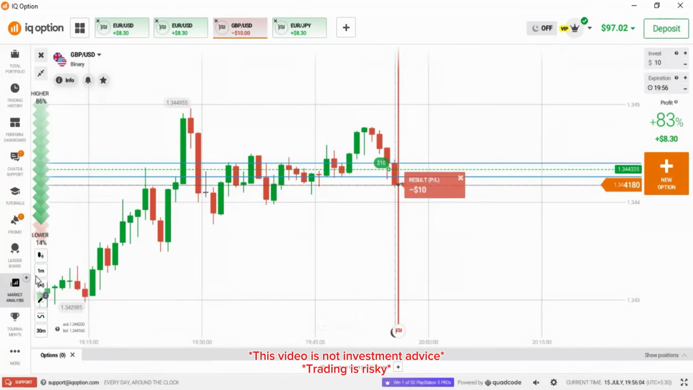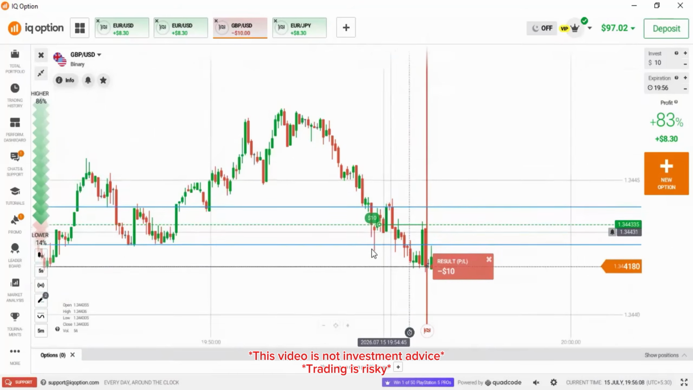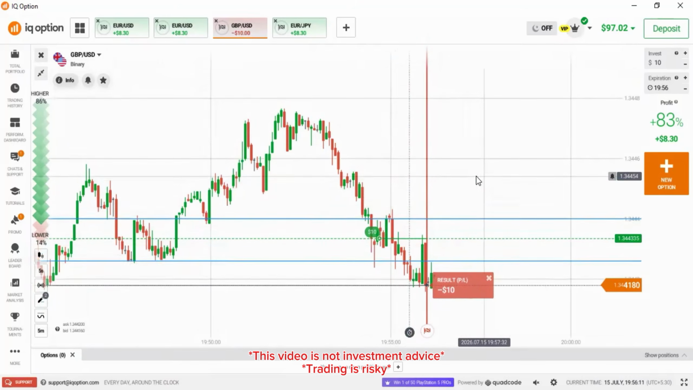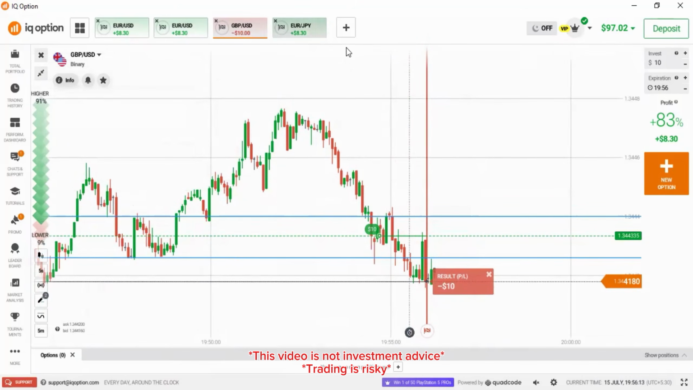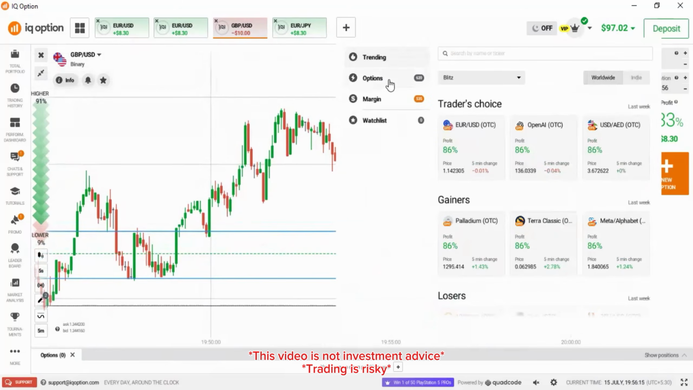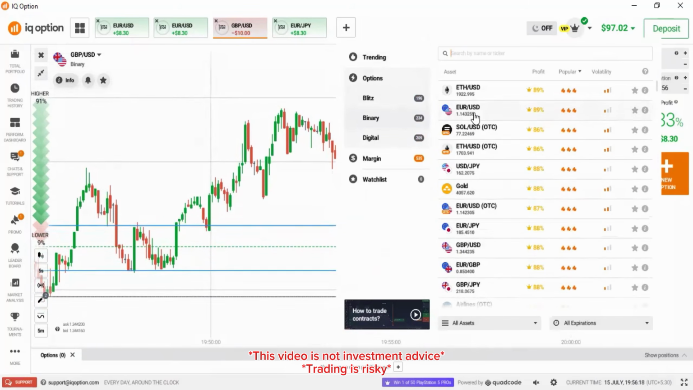Okay, it failed here. So my prediction is correct, but it failed. Sometimes it happens, we need not worry because we have so many opportunities to recover our loss.